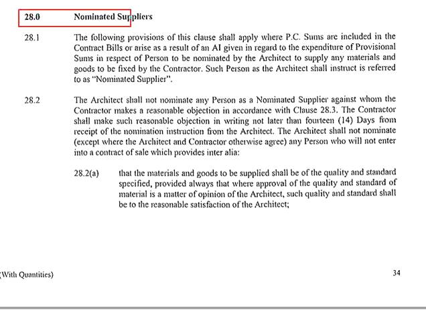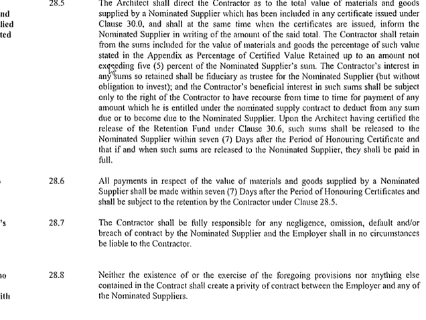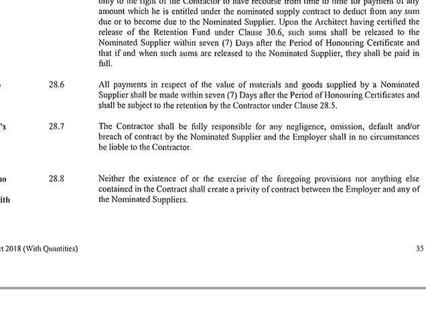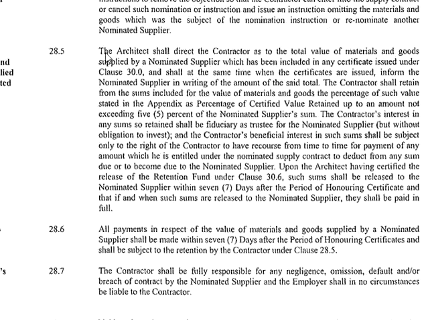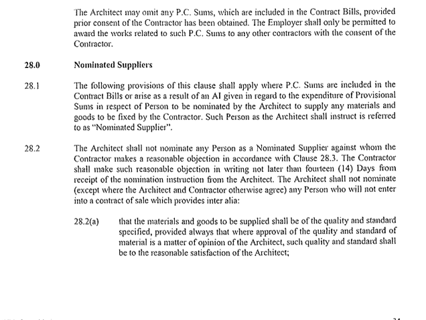Clause 28 is about the nominated supplier. For the full statement, you may refer to the PAM Contract 2018. There are 8 subclauses here. The content is quite similar to clause 27 regarding the nominated subcontractor, as these two are of a similar nature, being nominated by the employer to carry out a specific task.